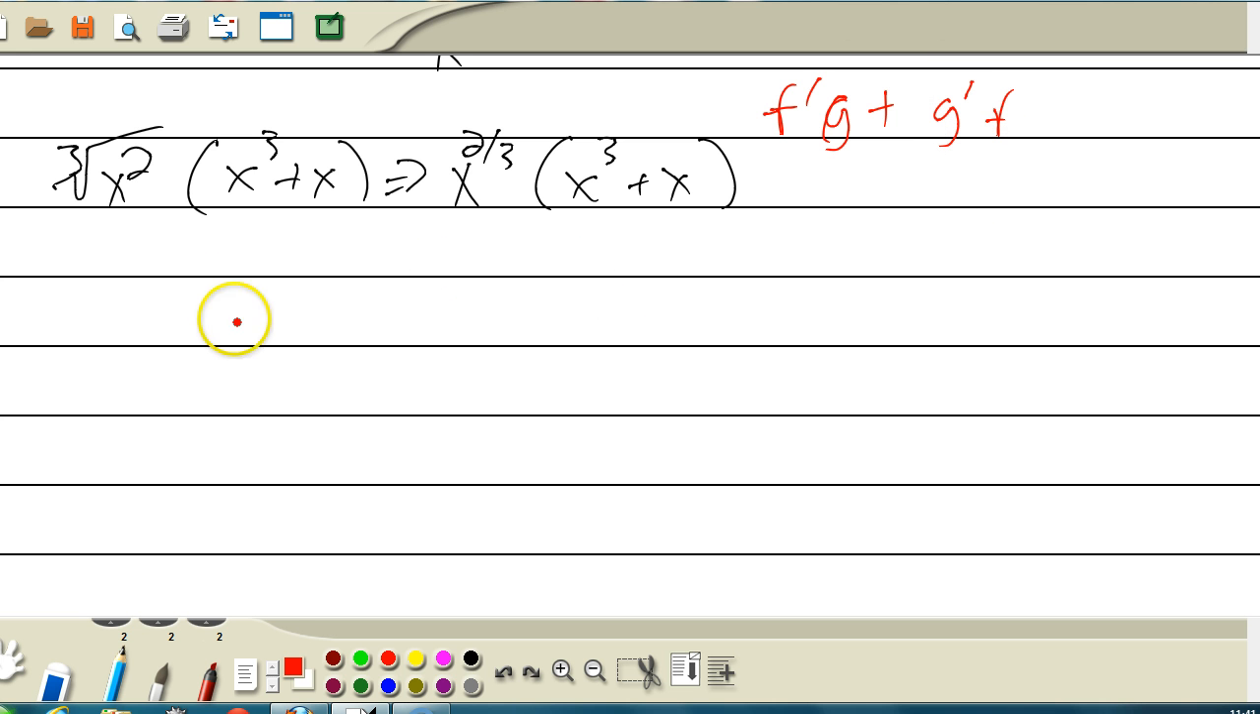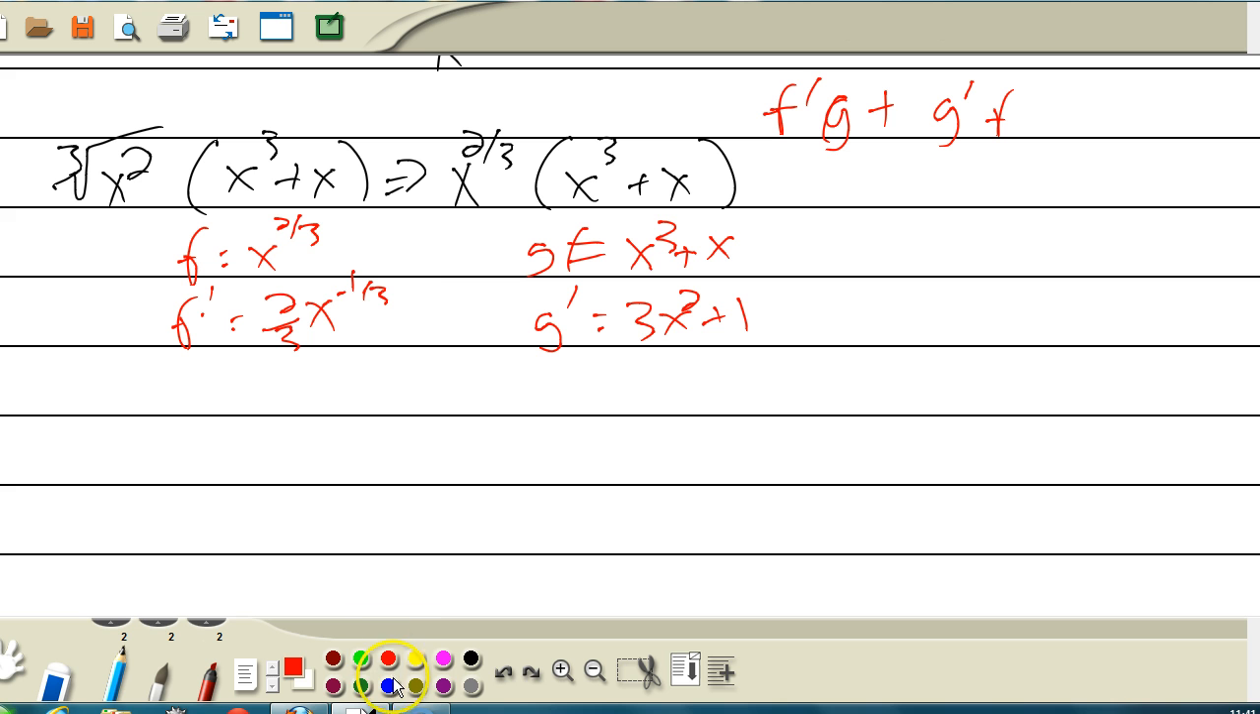Once again, f in this case is x to the 2/3, so f prime is 2/3 x to the negative 1/3. g is x cubed plus x, and g prime is 3x squared plus 1. So we're going to cross multiply. You're left with x to the 2/3 times (3x squared plus 1), plus, cross multiplying these two, 2/3 x to the negative 1/3 times (x cubed plus x).